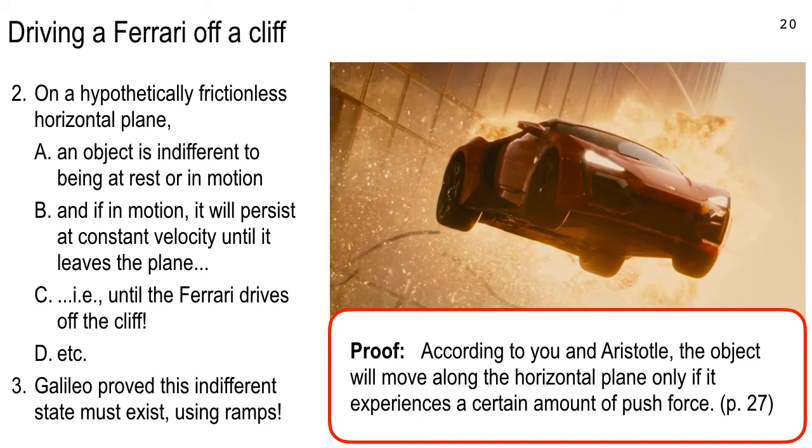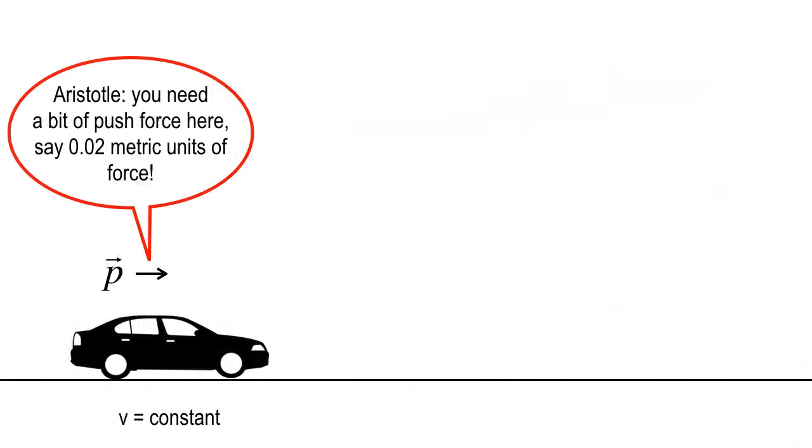He's talking to Aristotle, and he says, okay, Aristotle, let's talk about an object on a hypothetically frictionless plane, and it is moving at constant speed. So Aristotle says, well, that's nice, but it has to have a certain amount of push force, because Aristotle said you can't have any motion unless there's a push or a pull. Horizontal, frictionless, perfect, but you've got to have a push. If it's this car, it's got to have 0.02 metric units of force. All right, so this is hypothetical now.